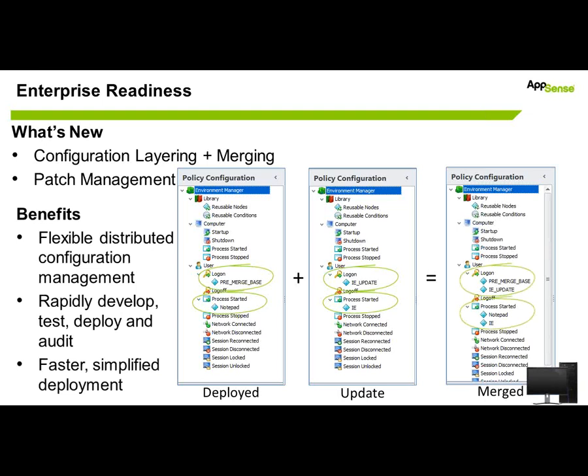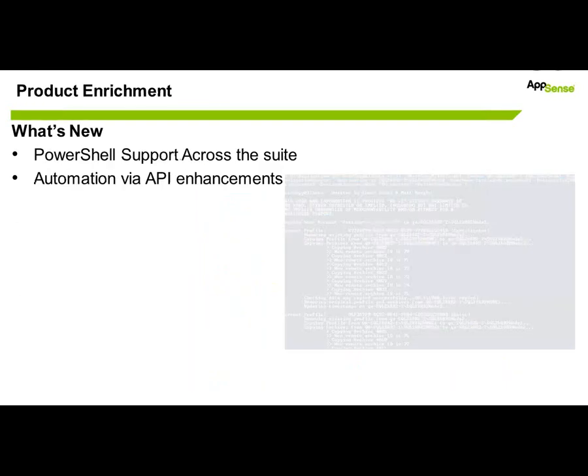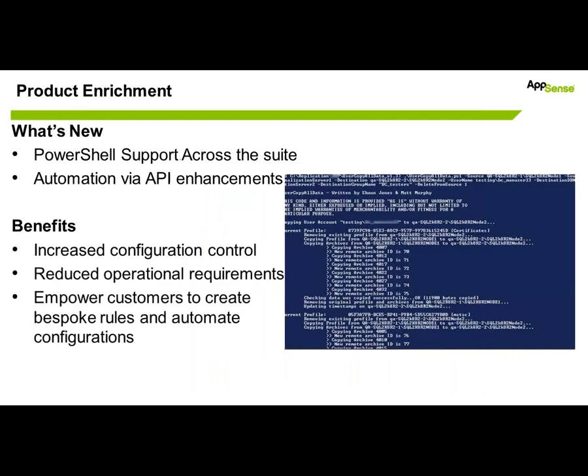And this gives us the ability to not only deploy snippets of configurations, but also to audit who's made those changes, and if needed, roll back those changes to, for instance, the known good deployed version. What else is new as of February?